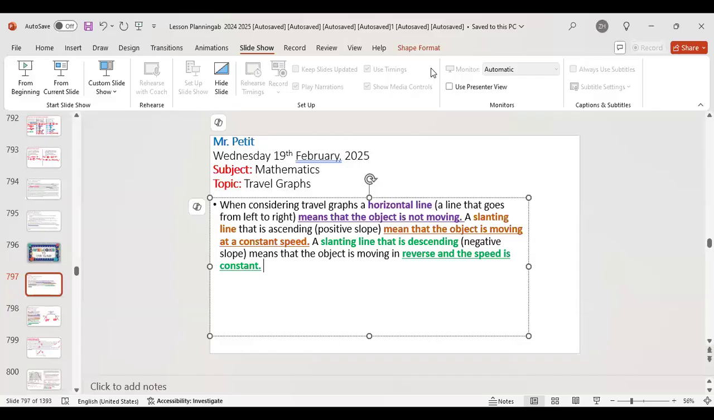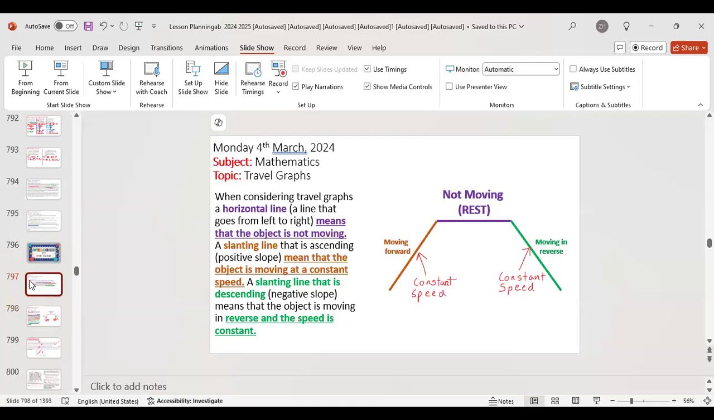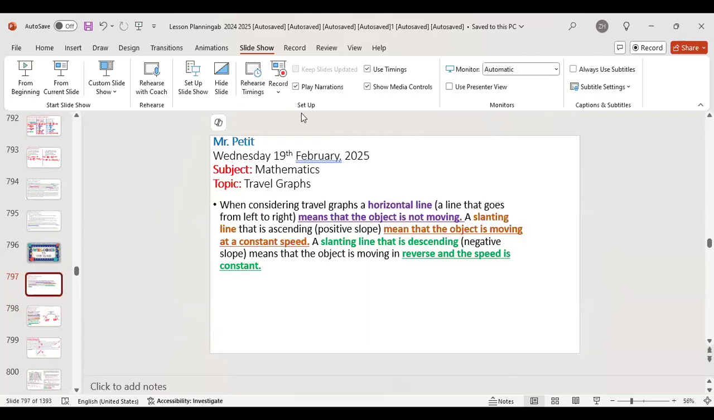So go ahead, Kanan, read the line I read. I have the slanting line that is descending. A slanting line that is descending, a negative slope, means that the object is moving in reverse and the speed is constant. Very good. Moving in reverse and the speed is constant.